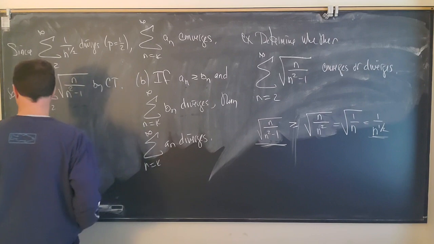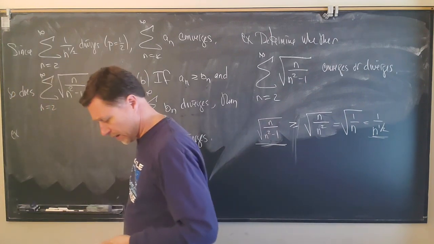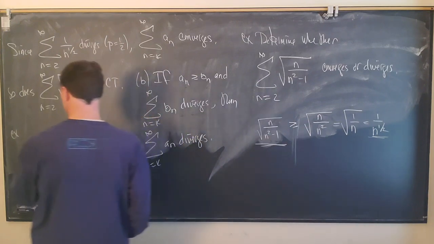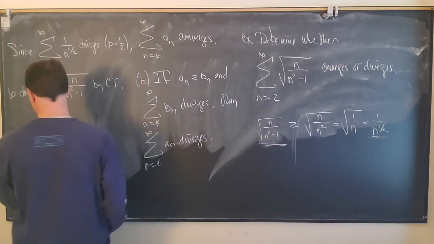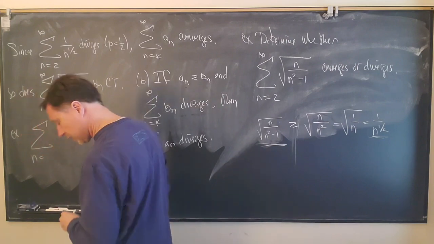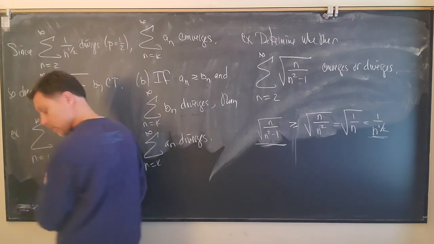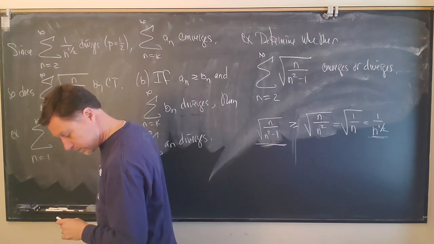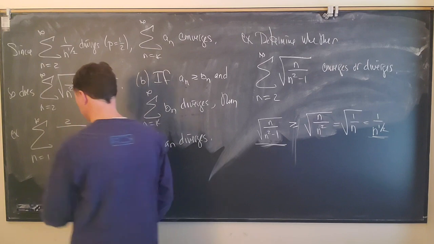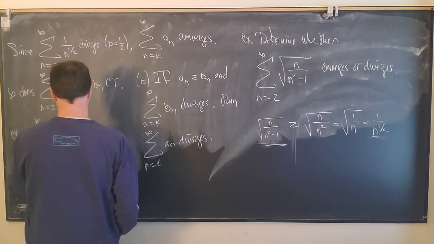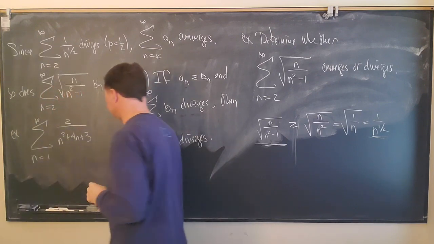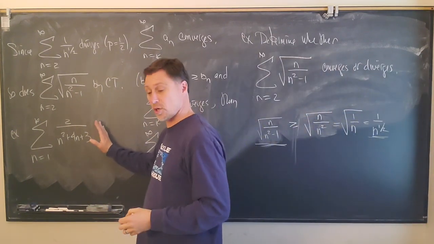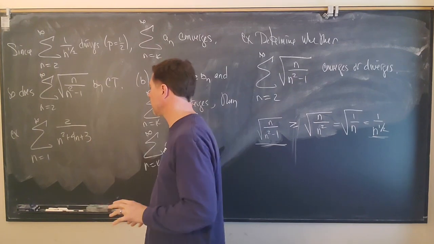Okay, so next example. Same instructions, I'm just going to write down the series. We want to determine whether it converges or diverges. So let's look at the sum from n equals 1 to infinity of 2 over n squared plus 4n plus 3. Now, here's the idea. Before I move on, we're actually going to use the comparison test to make a conclusion about this one.